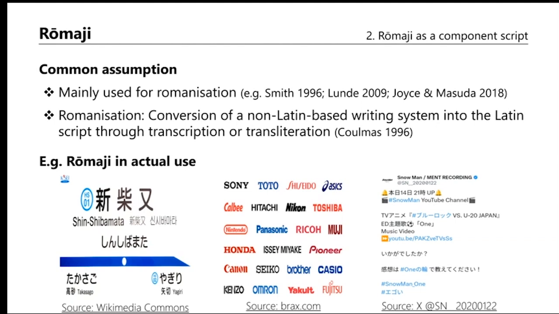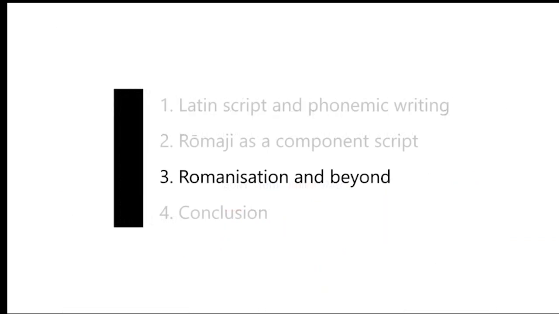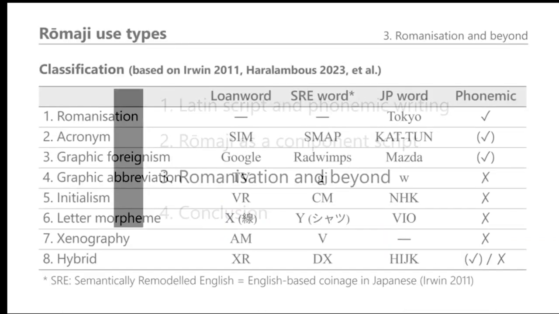So we need to find out whether Rōmaji still maps onto phonemes in both romanization and other types of representation. To do so, it is necessary to first develop a classification of Rōmaji use types, and then examine which use type or types involve phonemic mapping. That brings us to the third part of the presentation.